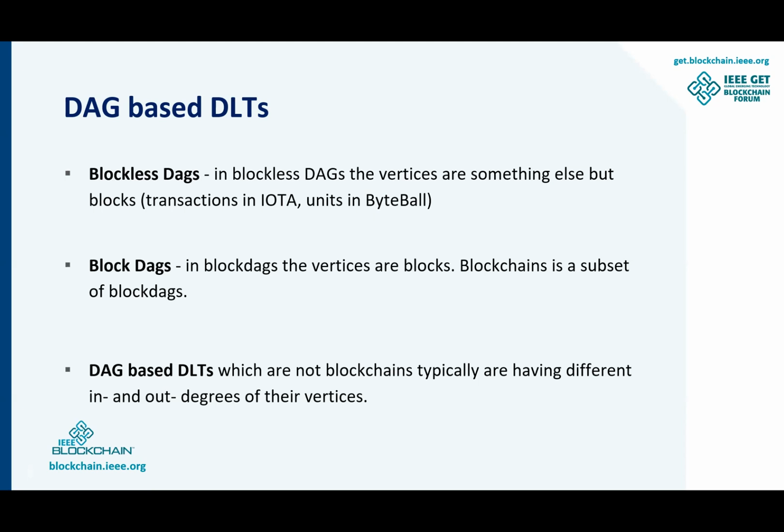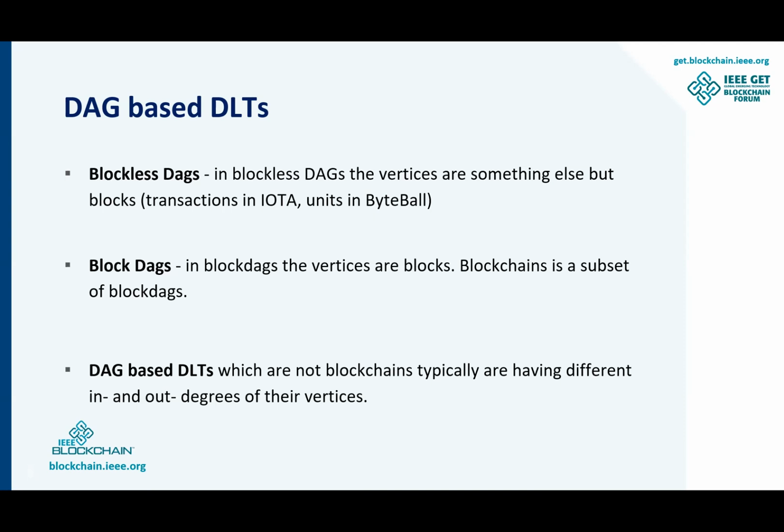Examples of blockless DAGs are Byteball and IOTA. In this type of DAG, vertices are not blocks. In the example of IOTA, vertices of the graph are transactions that reference each other. In the initial paper, The Tangle, released by Sergey Popov, one new transaction references two previous transactions, confirming them at the same time. In Byteball, the vertices are special units of data referencing each other.